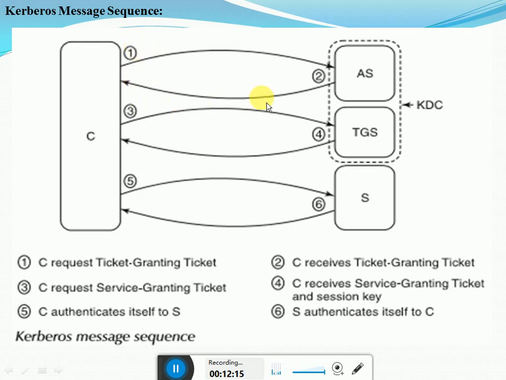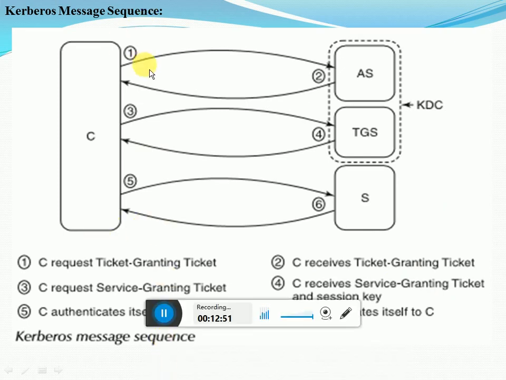In the first step, messages 1 and 2 are exchanged between the KDC and the client. And in step 2, messages 3 and 4 are again exchanged between the KDC and the client. But this time, messages 3 and 4 are dealing with the ticket granting server, which is a separate logical unit of the KDC. And in step 3, messages 5 and 6 get exchanged between the server and the client.